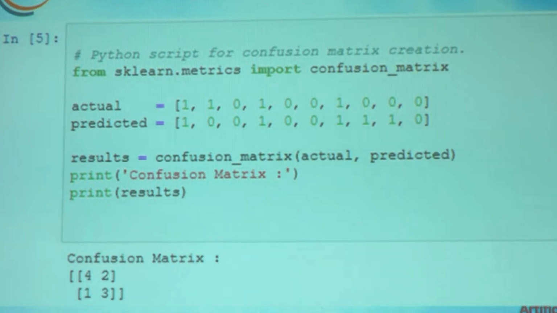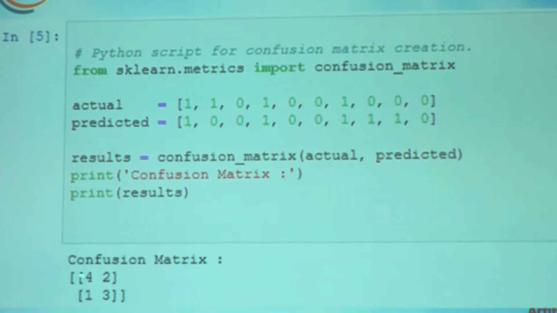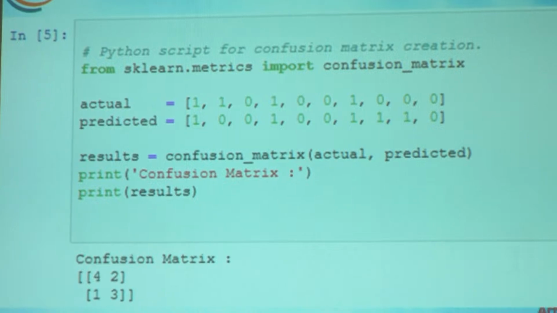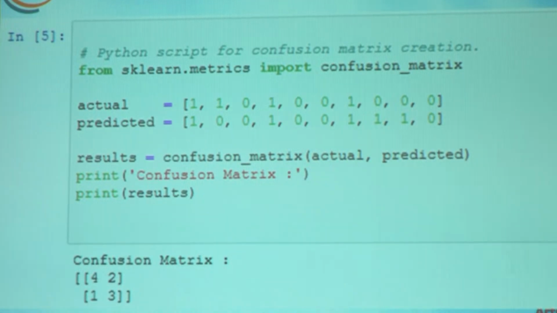Total how many values are there? Don't count there, here you have. Total how many? Total is 10. Right? Total values here only. In these 10, 4 plus 3, 7 predicted properly and 3 errors.